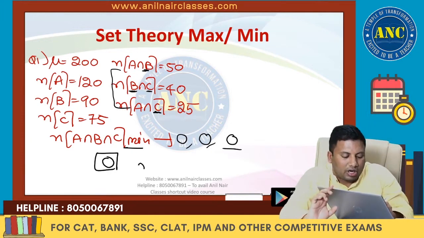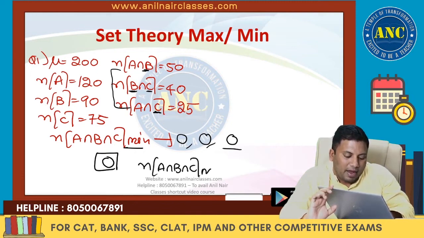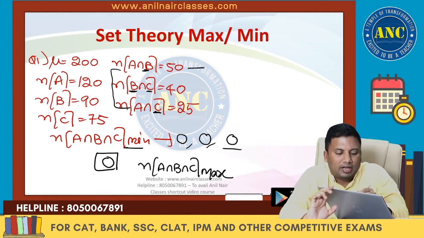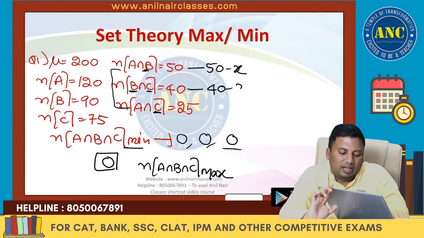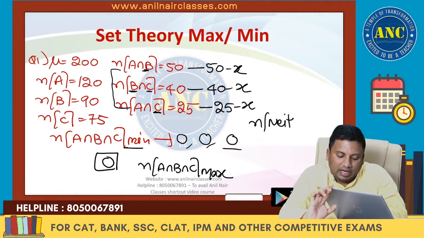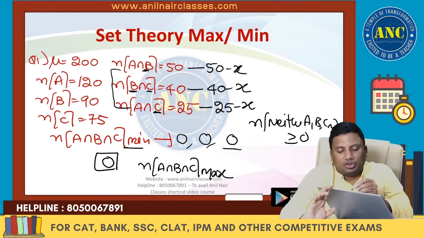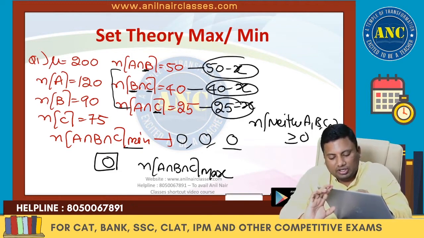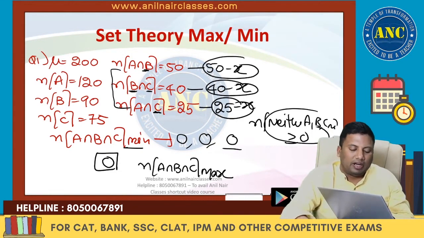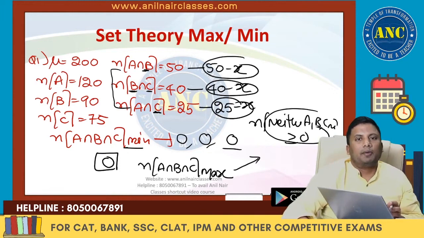You can also do A intersection B intersection C maximum. How can you do it? One is 50 minus x, another is 40 minus x, another is 25 minus x. Find N of neither A, B, C nor D greater than or equal to 0. Do this and this and this and this greater than or equal to 0. You will get the maximum value.